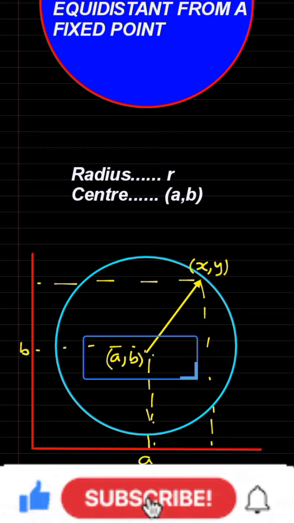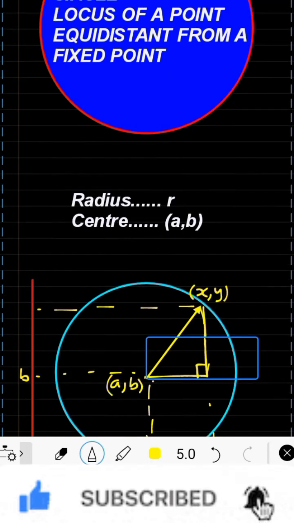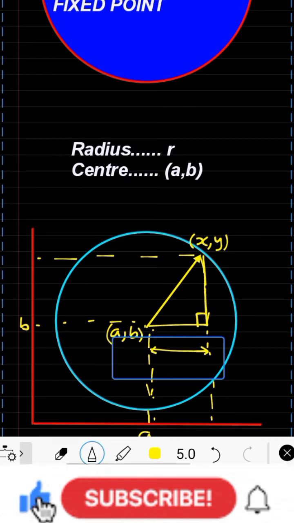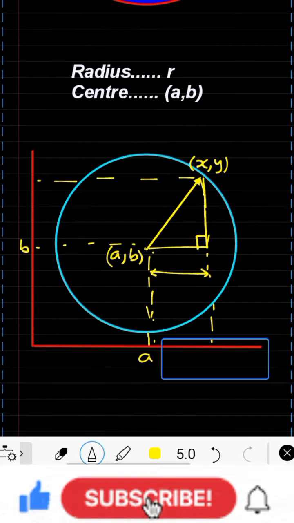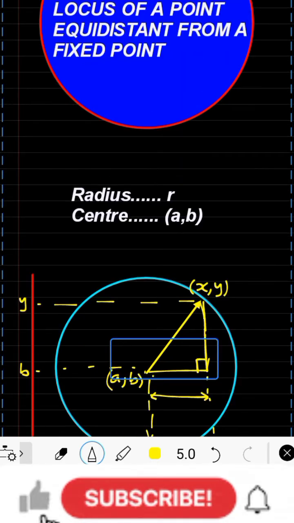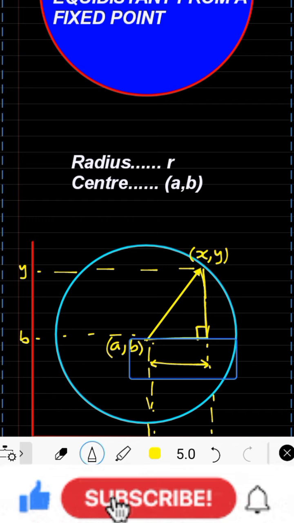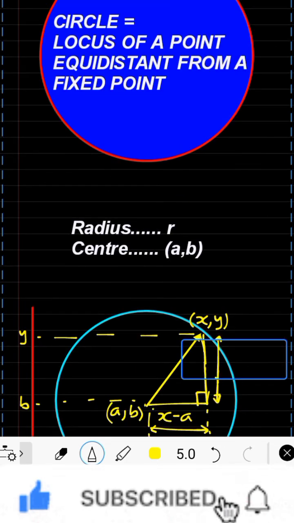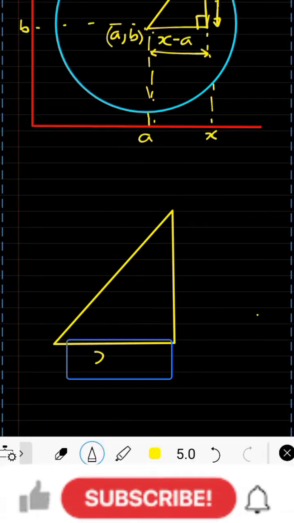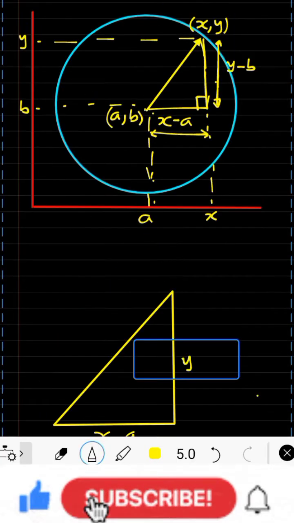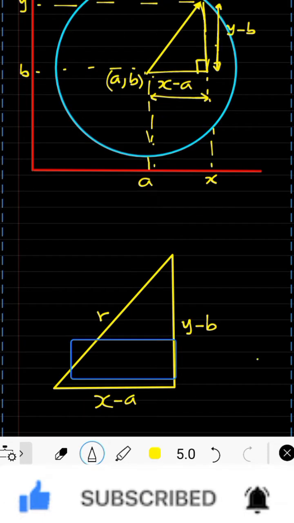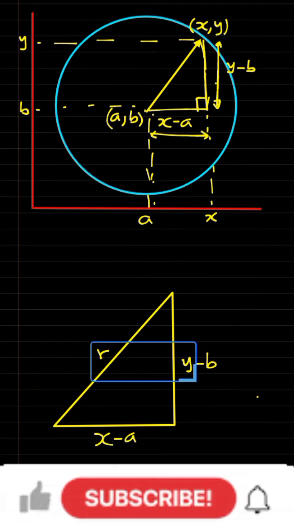So let's complete this to form a triangle. We have a right angle triangle. The distance from here to here is going to be, this is our X here, don't forget this is X, and this is Y. So this distance will be X minus A. This is going to be Y minus B. And this is the radius of the circle.